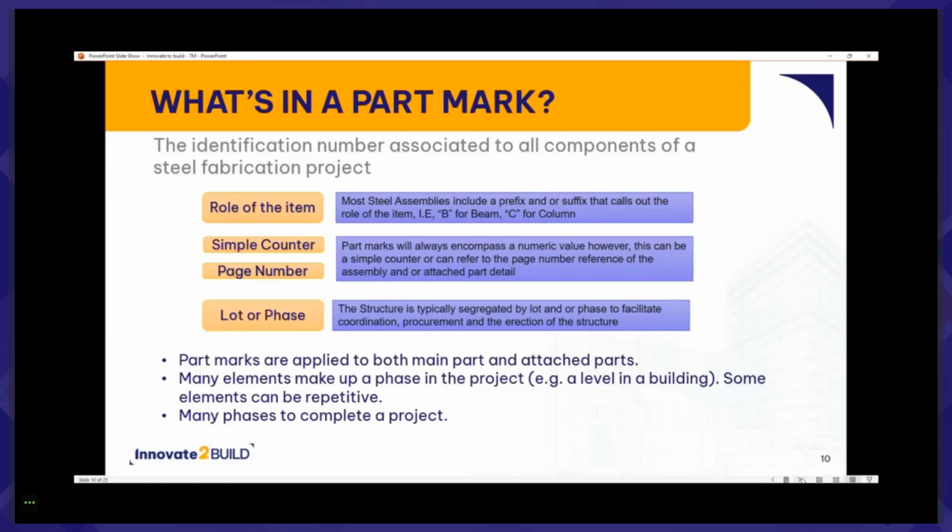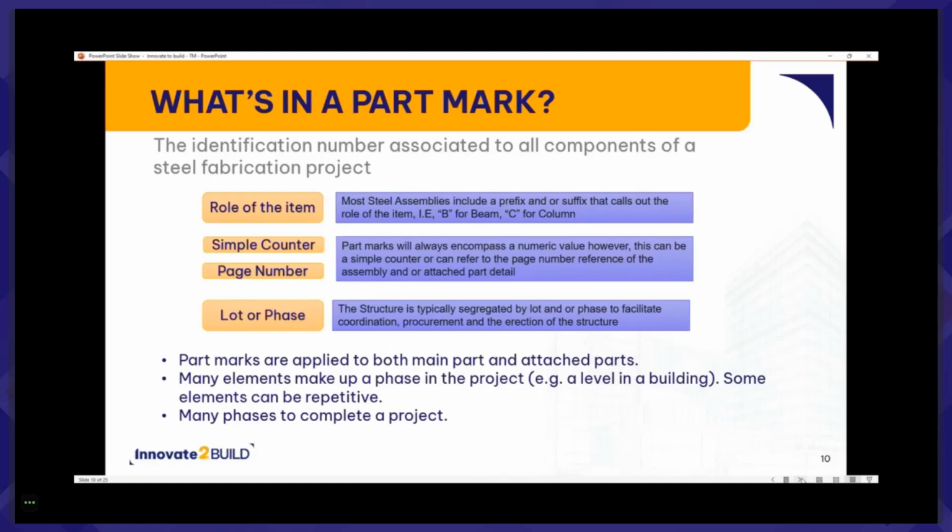Now, typically the part marks are composed of 4 different items, so they could be the role of the item. There's typically a prefix to act as an identification of what the function is of that set item in the project. So, for example, B for beam, C for column, and then the numeric value that's applied. There's a few different ways that you can apply this numeric value. It can be based off of a simple counter method, meaning it's just counting in sequential order all the items in the project and then associating an individual number. Of course, if they're similar items, they can have the same number as well.